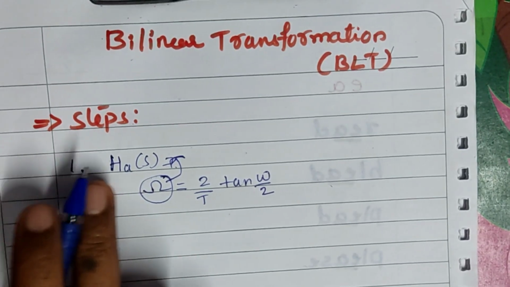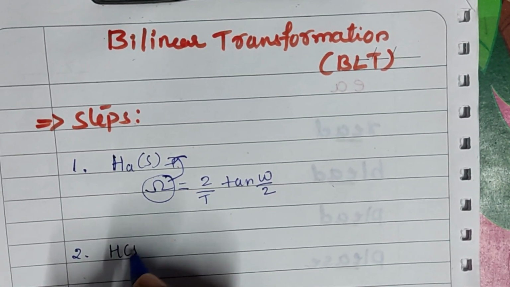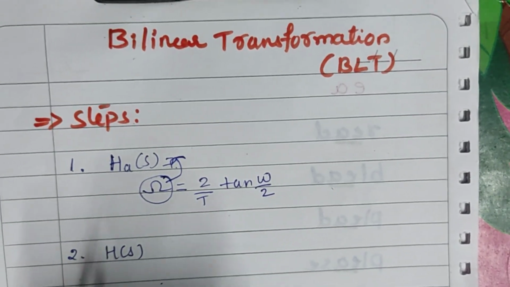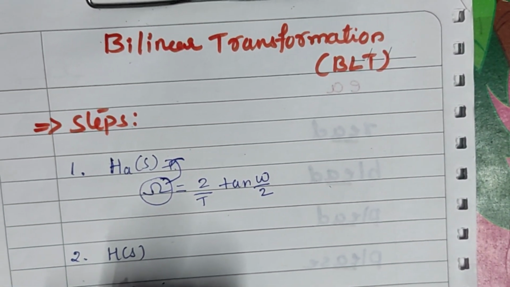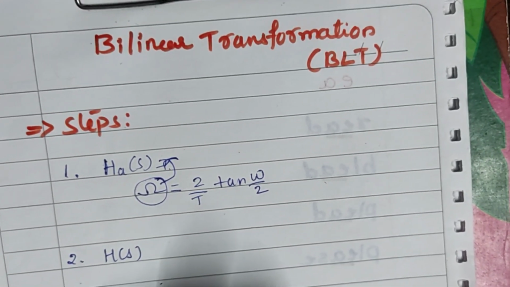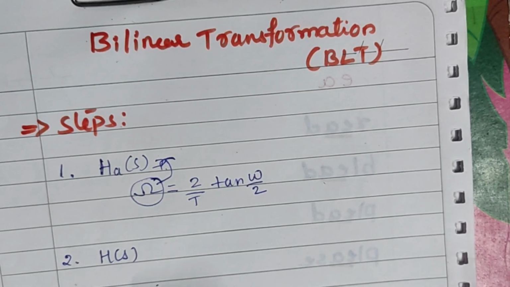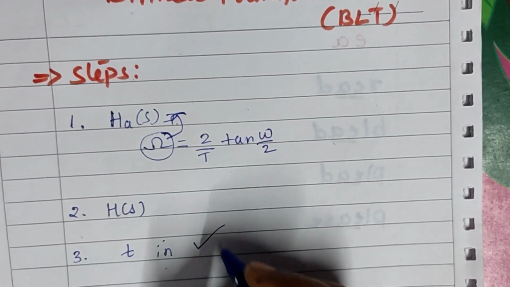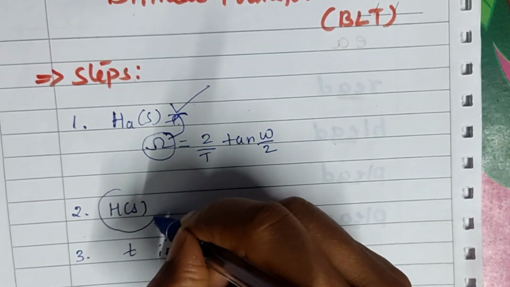After calculating this transfer function, we express this HA of S as H of S, which is in the analog frequency domain, and then select the sampling rate. Third step, select the sampling rate of the digital filter, which is T in seconds per sample. So we have to assume it, or most of the time they will provide it directly.